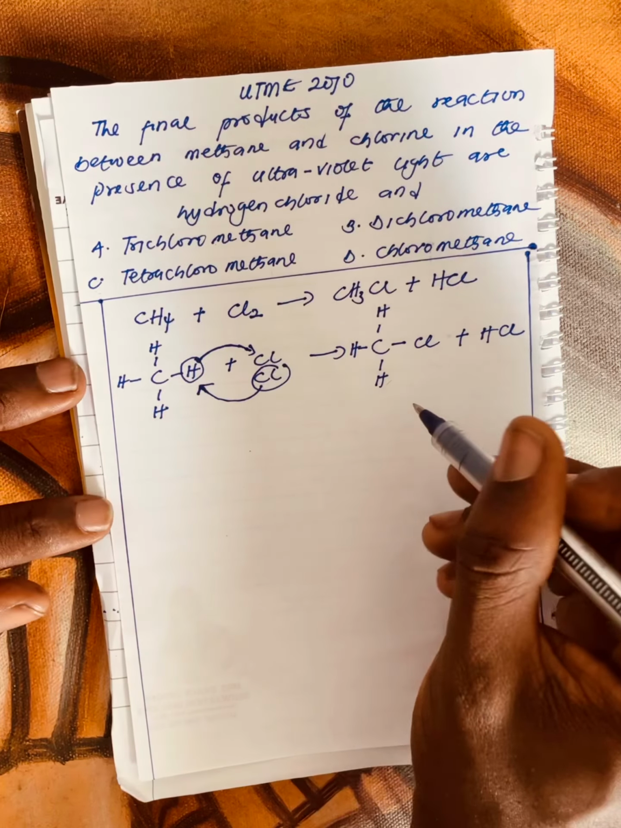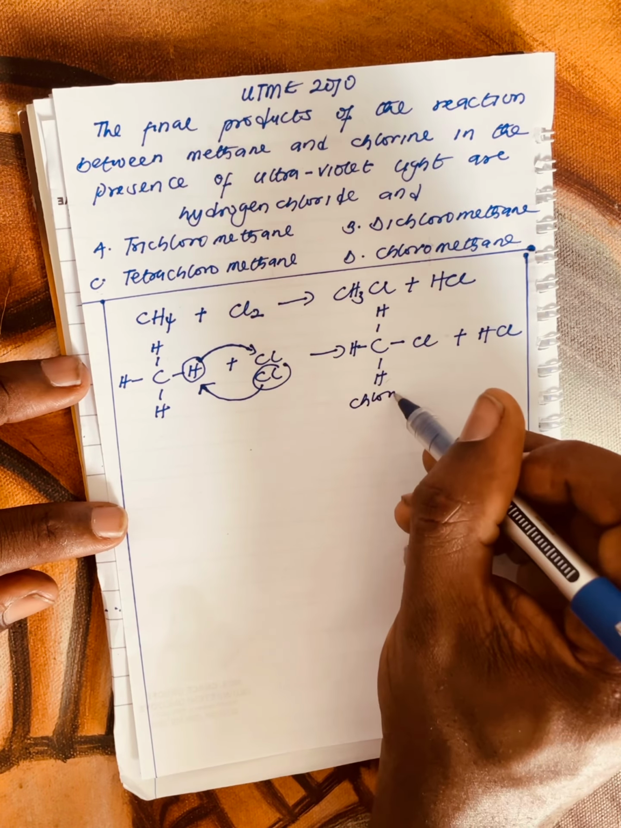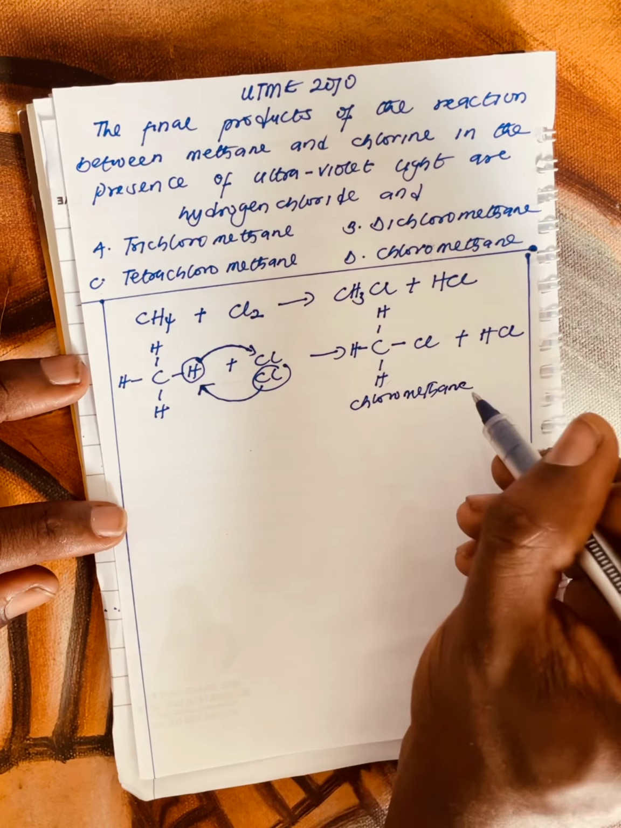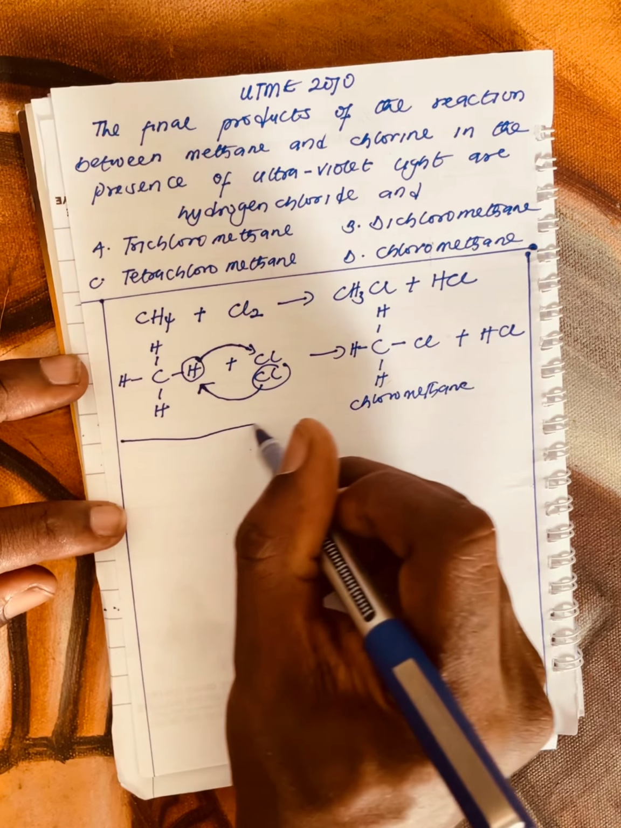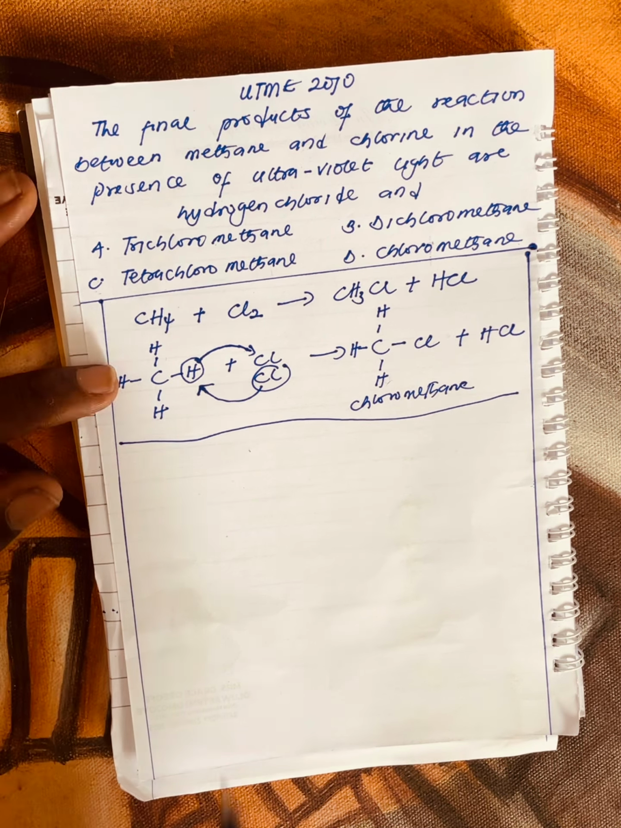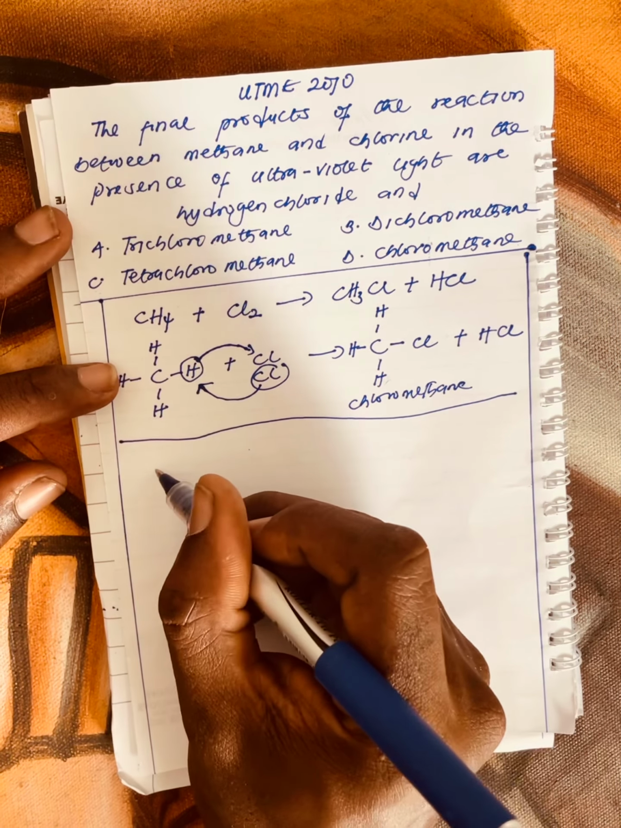So we'll call this compound chloromethane. But the reaction will not stop here. The reaction will continue, because there are still more hydrogens to be substituted. So it means this reaction will come again.